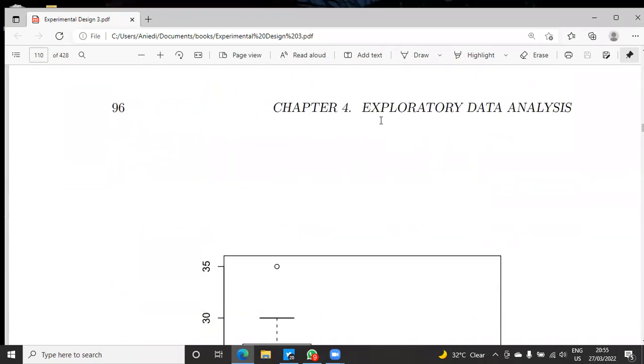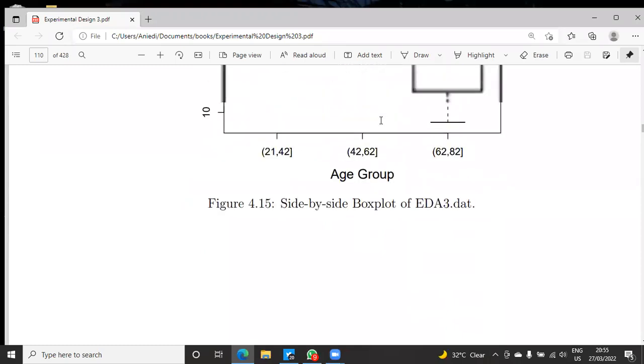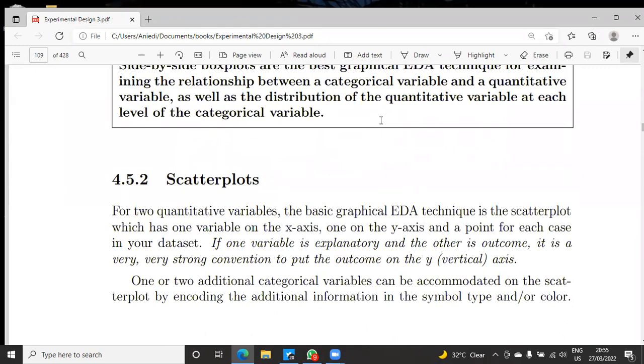So if it is very scattered, okay, we talked about box plots. Okay, let me explain the scatter plots. The scatter plot always has dots.